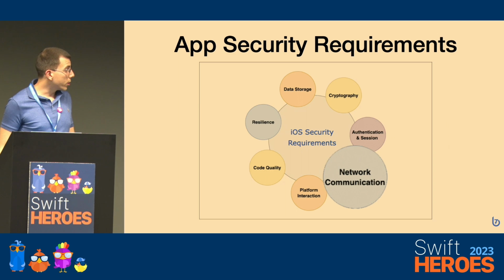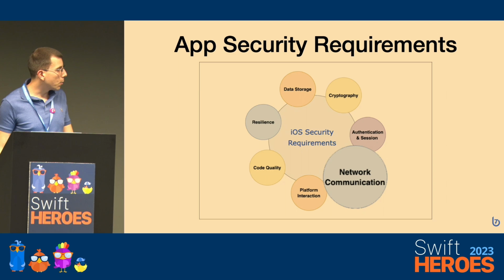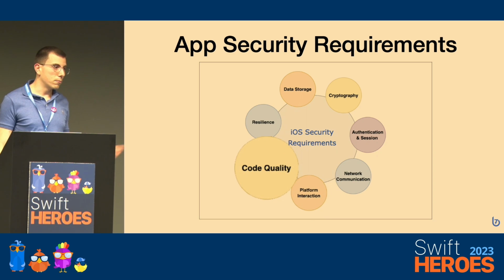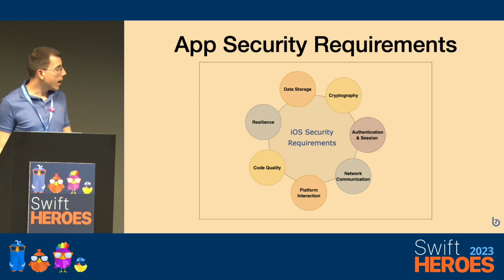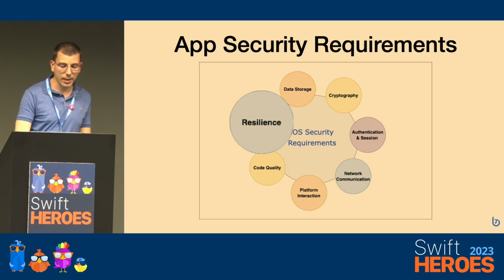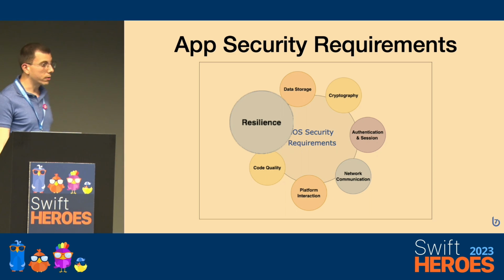Then we have network communication, which is what we are going to focus on today. I'm talking about best practices for integrating SSL pinning and other safe communications between our REST APIs and the clients themselves. Then platform interactions, which is the usage of platform APIs in a safe way. Code quality, which is basically the usual security practices in the code itself. And resilience, so we want to make our app safe from possible attacks through jailbreak and reverse engineering.